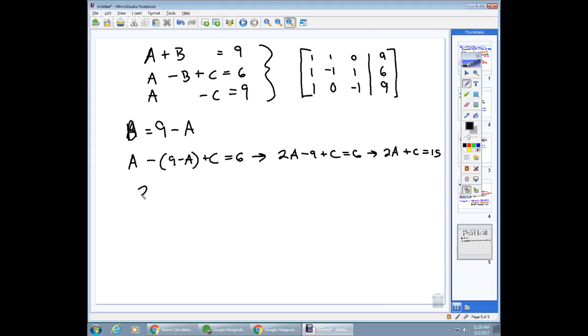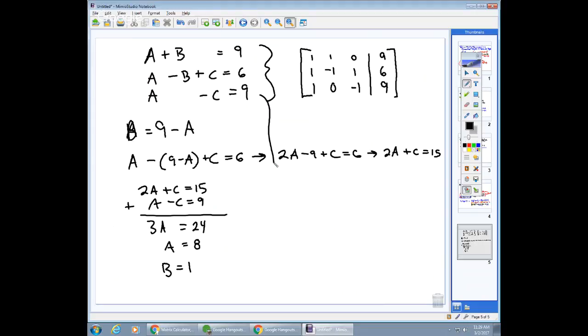And then combining that, 2A plus C equals 15 with A minus C equals 9, I can just add those guys. So 3A is equal to 24. So there's the same A equals 8 that other program gave us. Once I have A as 8, then I know B is equal to 9 minus A, which is 1. And C is going to be, let's see, if I bring the C over on this one, C is equal to A minus 9, which is C is negative 1 then.